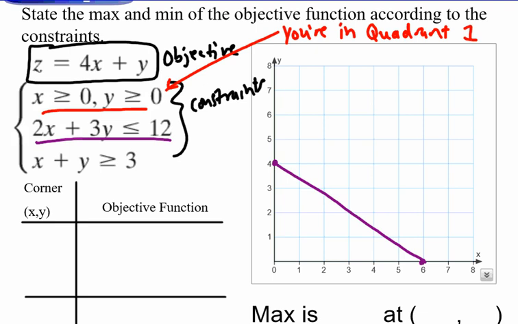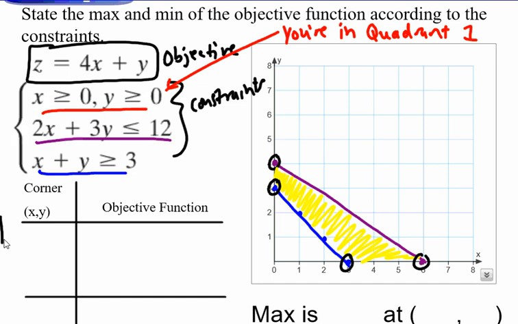Second one is 0 for x, and 3 for y, and then vice versa. So it looks like that. Now you'll notice there are 4 corner points right here, because I want the region that is below the purple and above the blue, and that would be anything in between or on those lines. So any point in here would work. I want to find the one that's going to make the objective as big and as small as possible. So I need to check all 4 of these. There is the point 0, 4; 0, 3; 3, 0; and 6, 0.